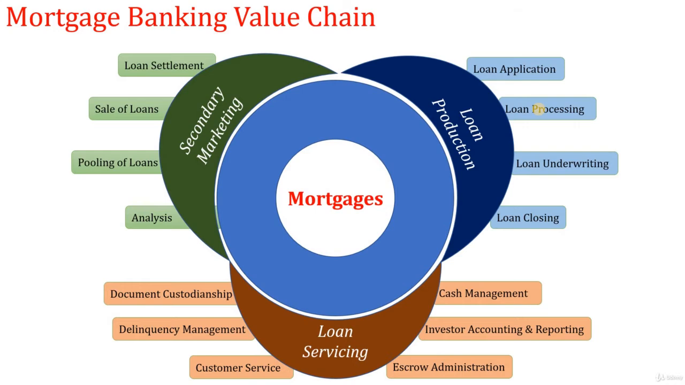Loan underwriting. This is the third stage within the loan production, called loan underwriting. This is a very critical area of loan processing or loan production. This stage broadly consists of three major activities. First one is evaluation of the 3 C's, which is evaluation of credit, collateral, and capacity.